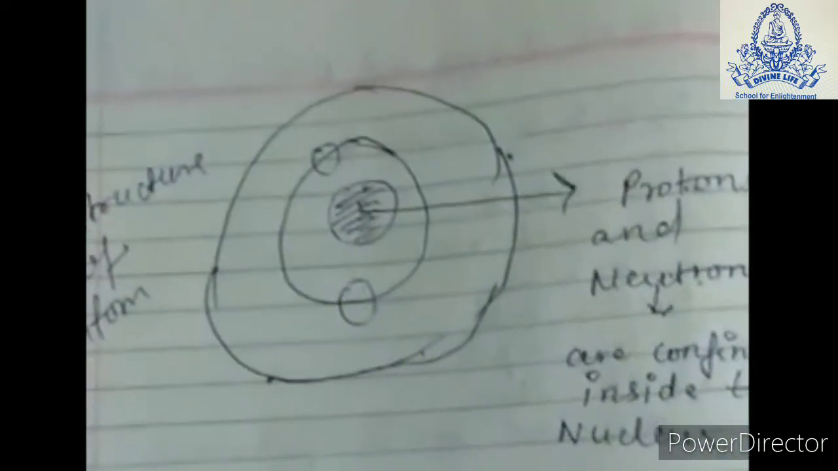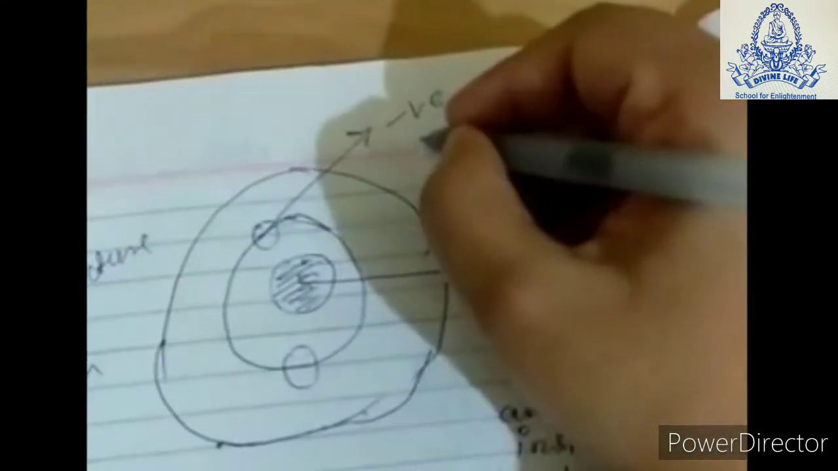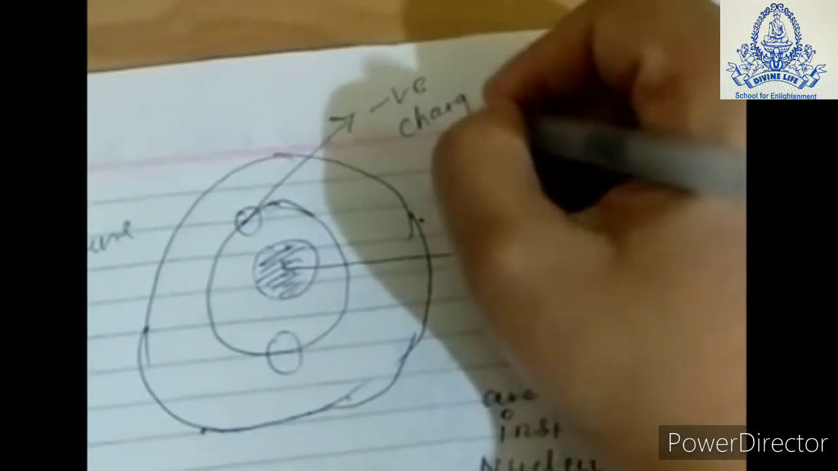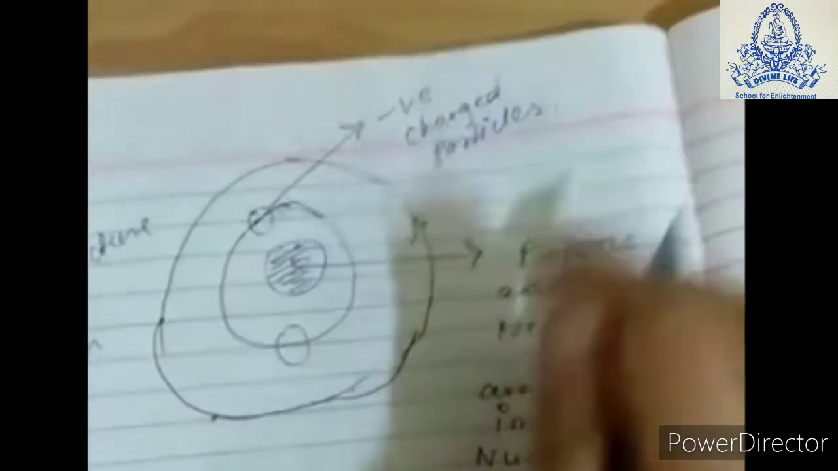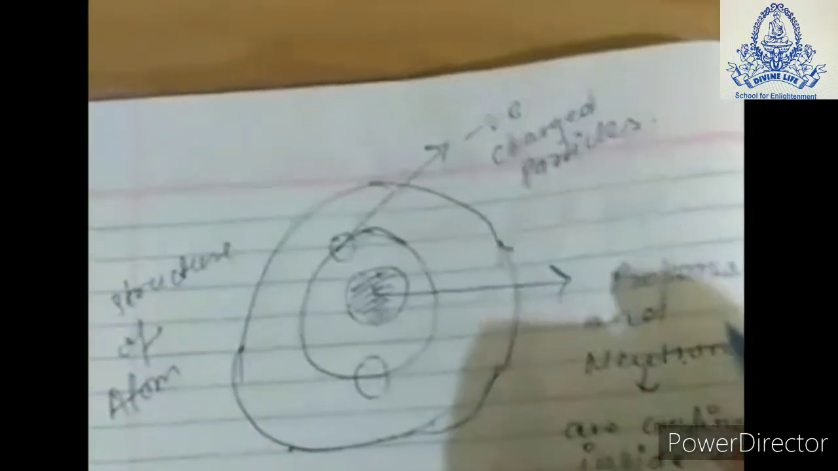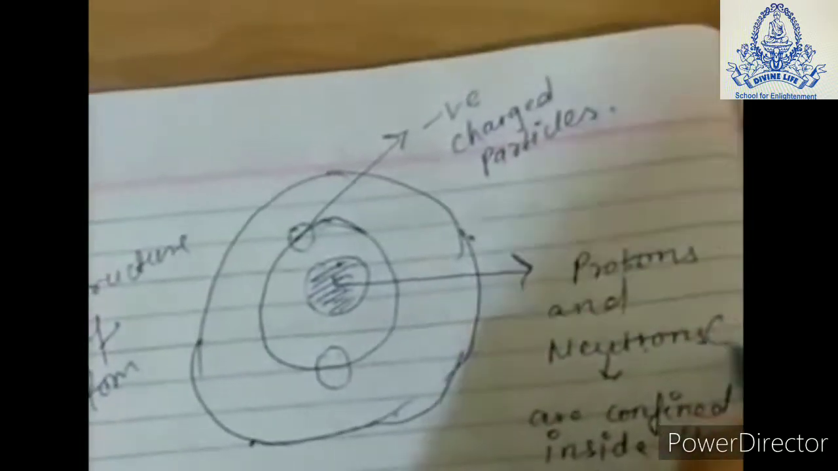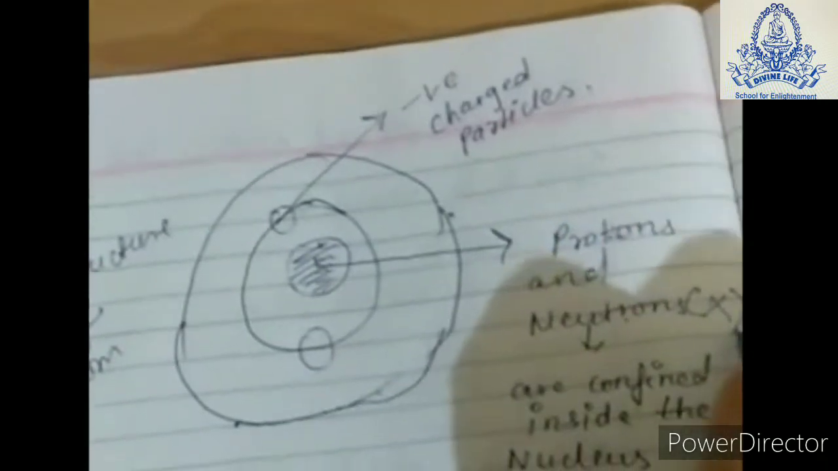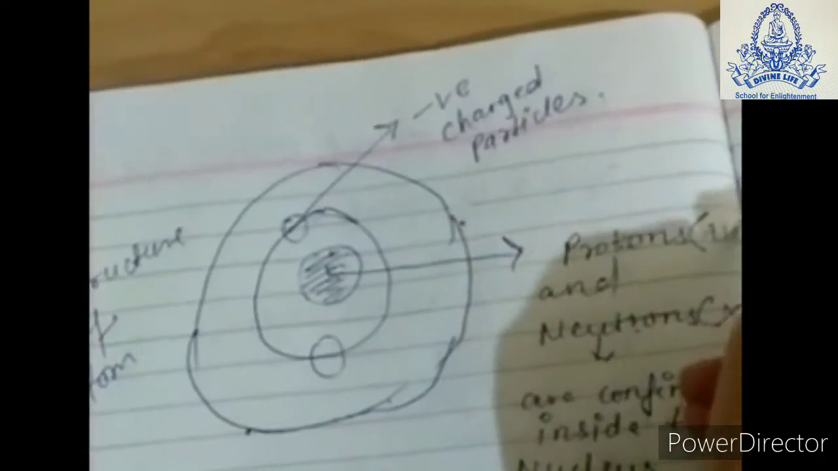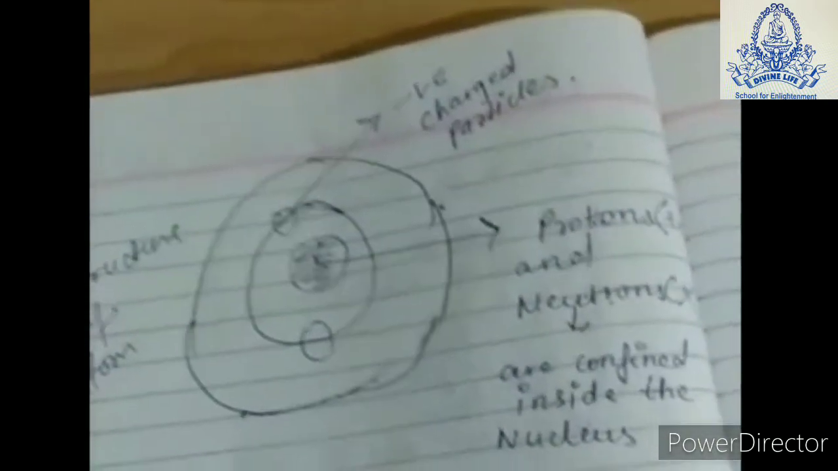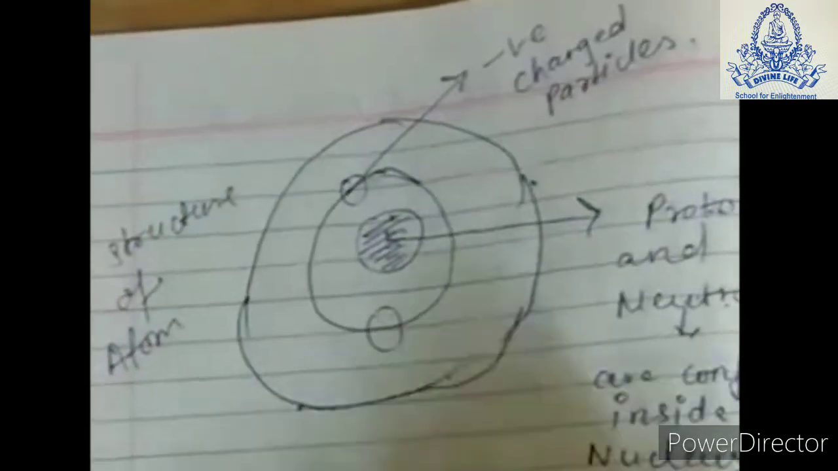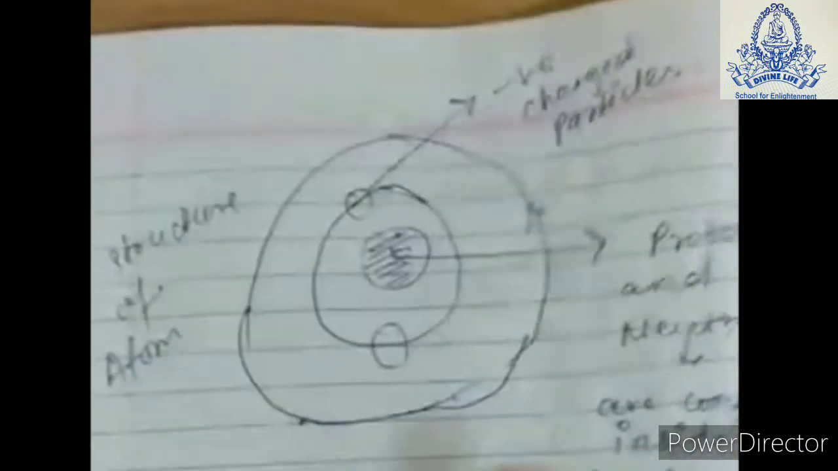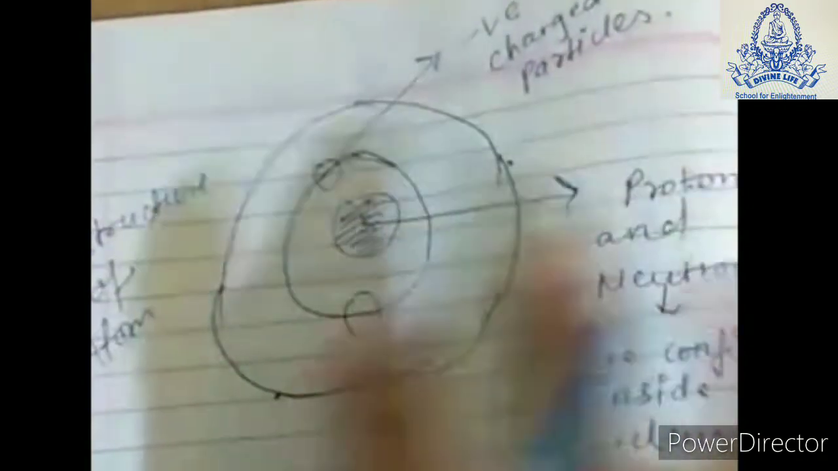We know that electrons are negatively charged particles. Neutrons do not have any charge. And the protons are positively charged. This is the charge distribution, this is how the charge is distributed inside an atom.